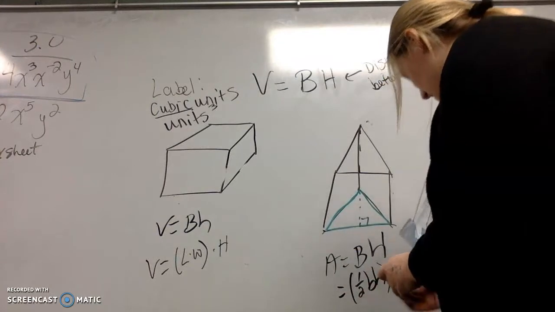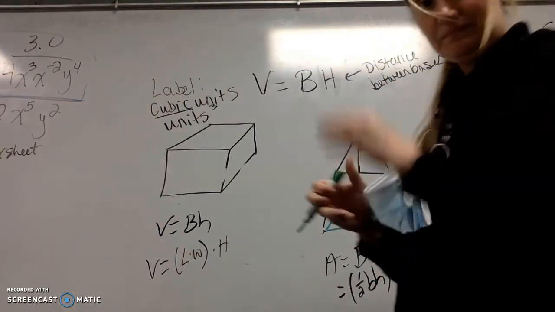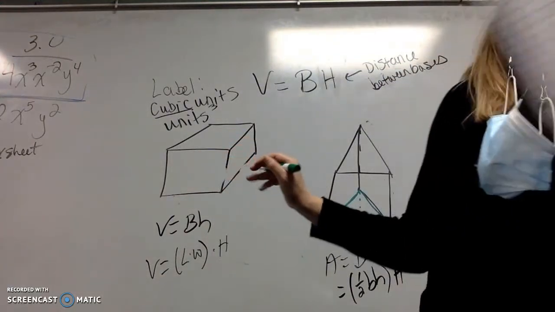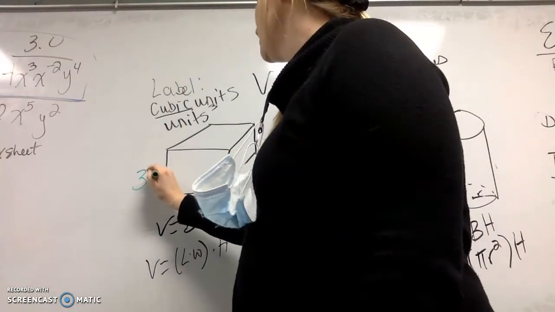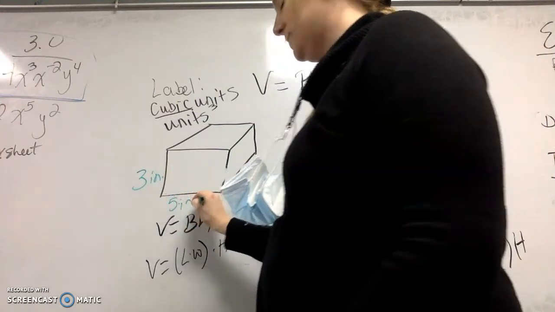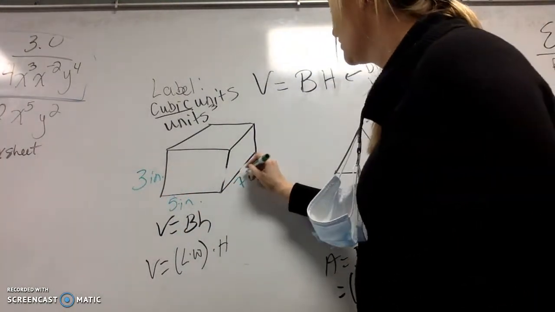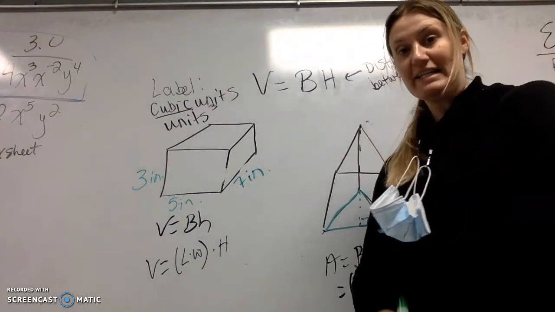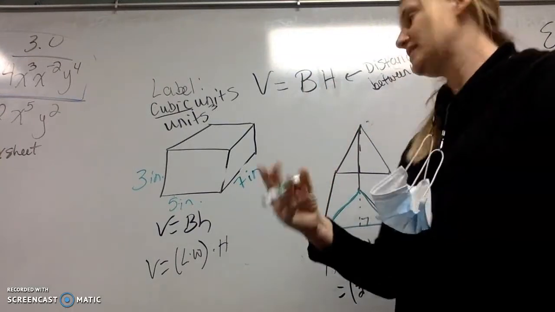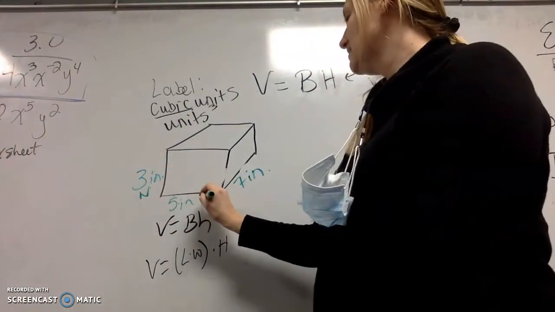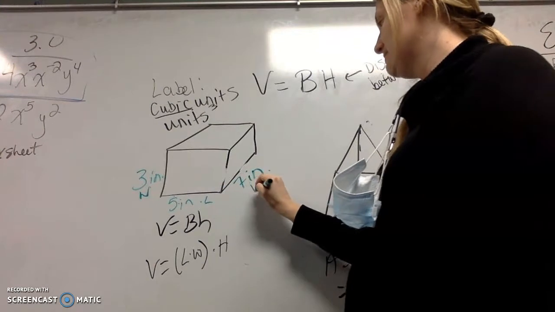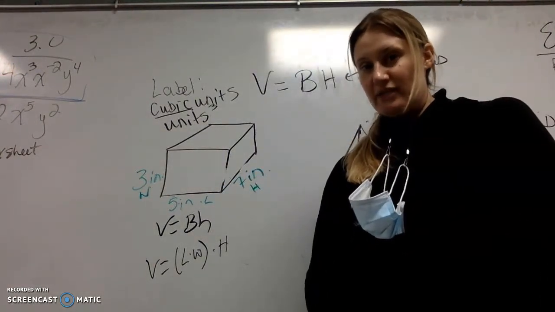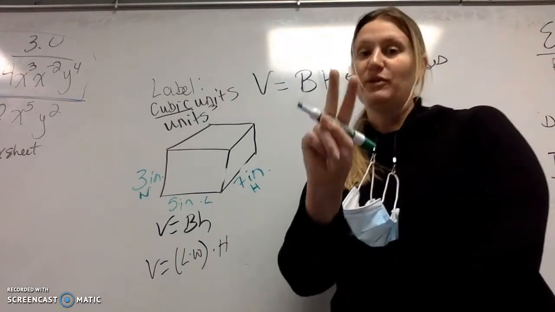So if I look at this rectangle, all right, and let's say this is 3 inches, this is 5 inches, and this is 7 inches. Okay, so if I want to find the volume, I want to identify my length, my width, and my height. So I'm going to say this is my length, this is my width, and this is my height. Now the great news about a rectangular prism is you can mix those up. Okay, it's length times width times height.